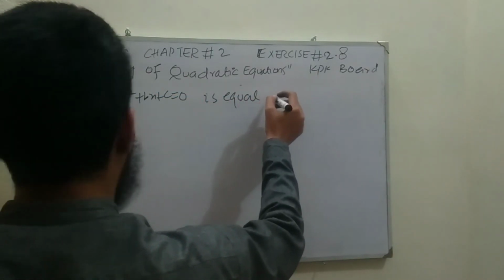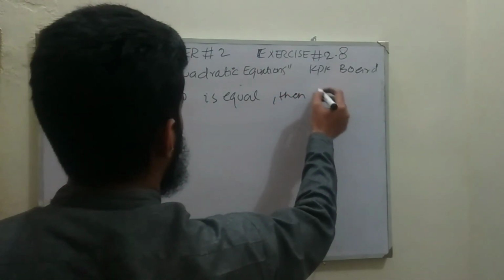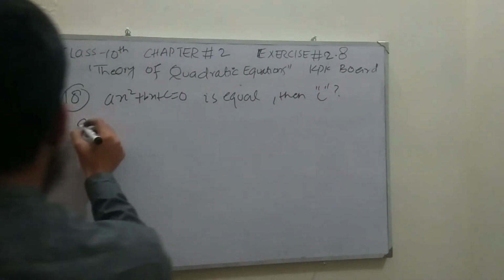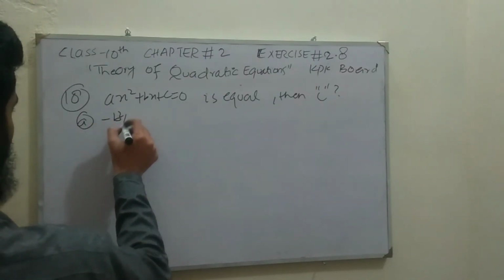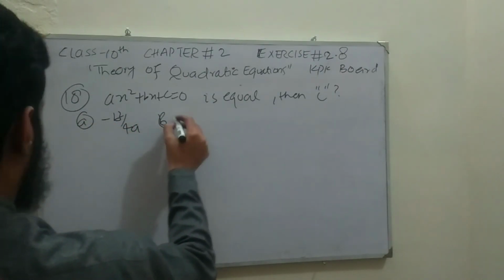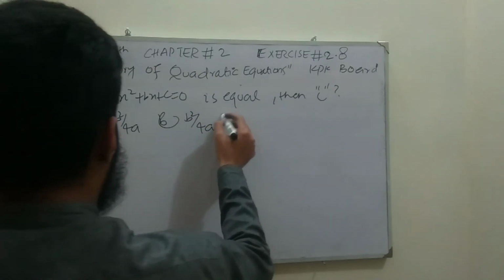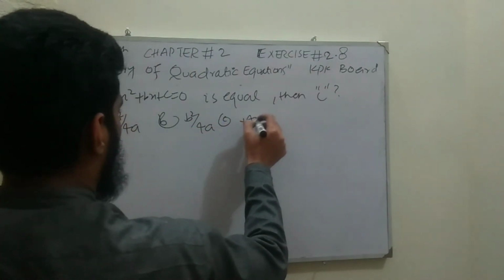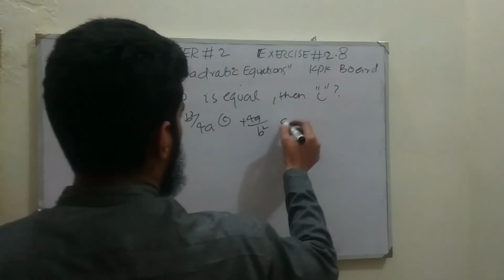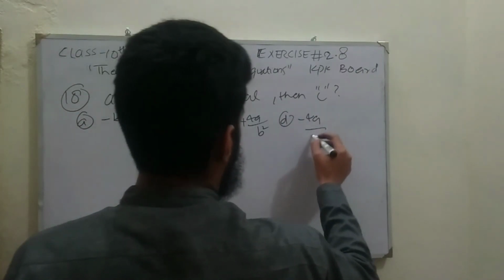If the solution is equal, then the value of c will be: option A is minus b square over 4a, option B is b square over 4a, option C is plus 4a divided by b square, and option D is minus 4a divided by b square.